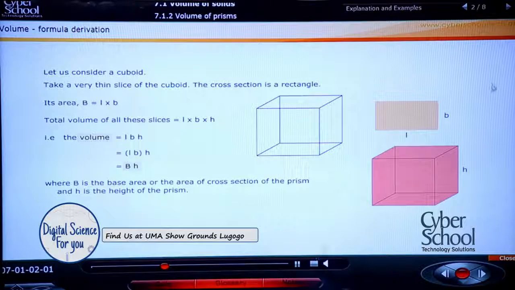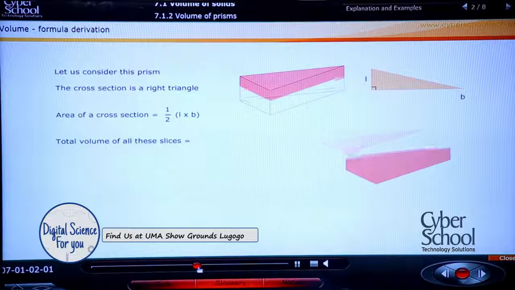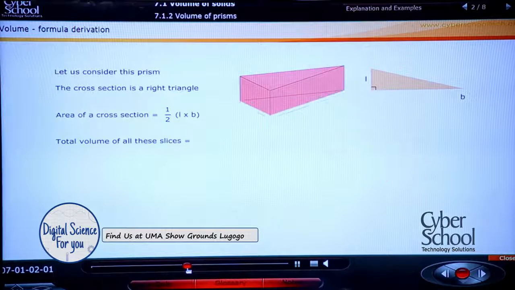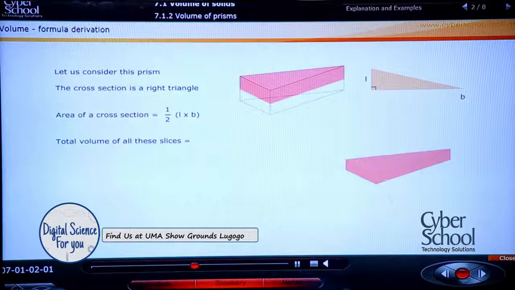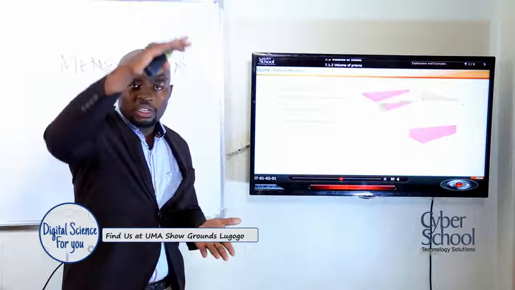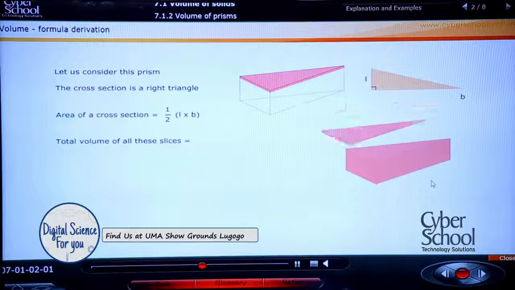Let's look at another prism. If I slide here down, let's look at this one here. I move it back a bit so you can see how it comes about. Do you see? Same thing. If you have a triangular prism, same thing. You see various cross sections form for us that prism.